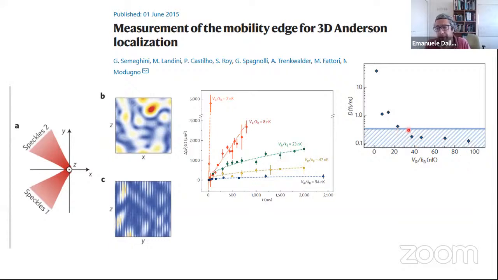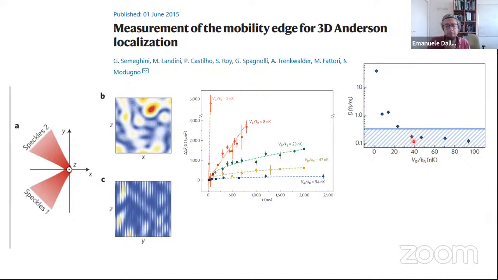I think this blue curve is probably related to the initial width of the condensate, or maybe even an experimental resolution that they cannot go beyond. So you see that in principle this curve should continue going down. The stronger the potential is, the more there is confinement, but there are limitations.